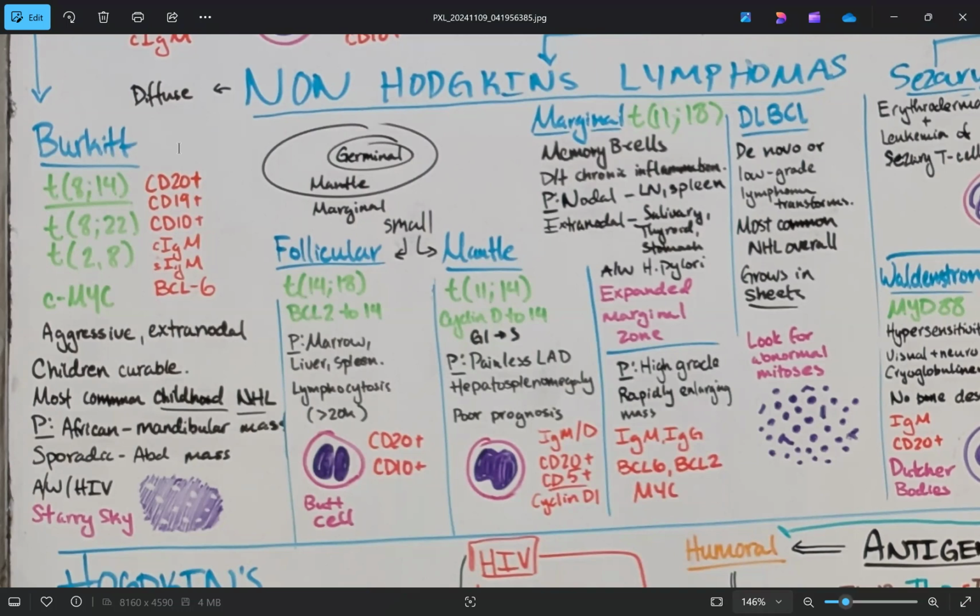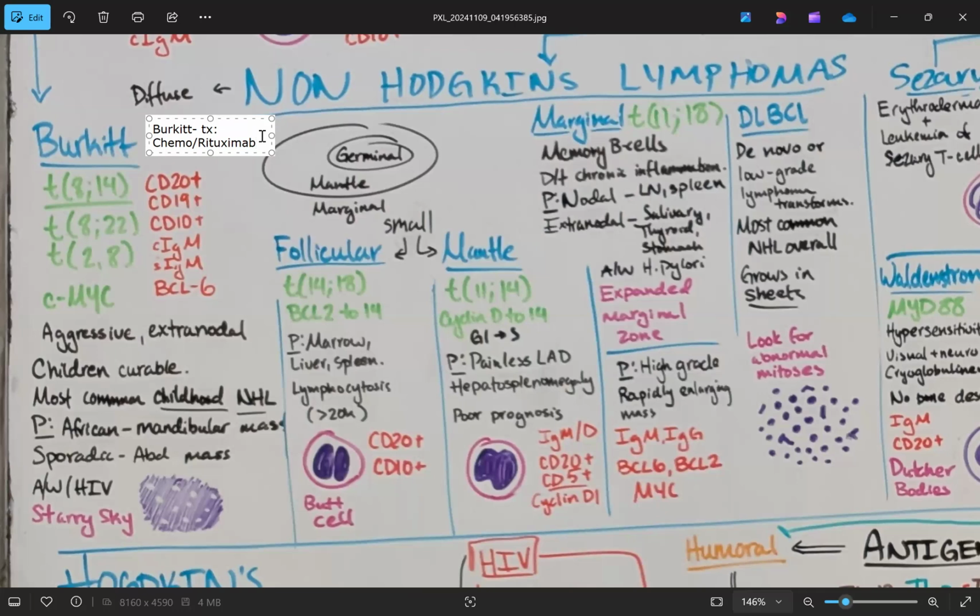It has a mutation that increases your CMYC gene, and it is a pretty aggressive and extranodal disease. It's curable in children, and it's the most common childhood non-Hodgkin's lymphoma. Again, we'll talk more about lymphomas after I finish the leukemia, since we have a few more. For presentation, for the African variant, it can present as a mandibular mass, but the sporadic variant will present as an abdominal mass. It's also associated with HIV. And on histology, you'll see the starry sky. I don't remember how to describe that specifically, if there's anything else important with starry sky that you all have.